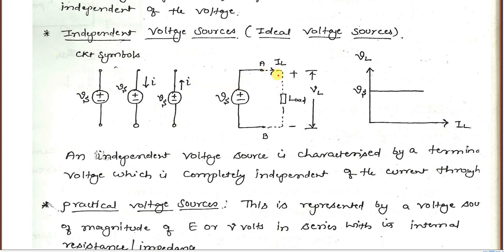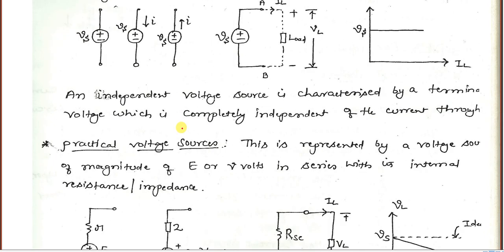And how to write if you connect any load to an independent voltage source. This voltage source does not have any internal resistance, only the voltage source is there, an ideal voltage source, no resistance. If I connect a load, the voltage across this load will always be equal to the supply voltage. So if I take a graph of VL versus IL, the voltage remains constant. The voltage does not depend on IL, so the voltage will always be constant. That is the case for independent voltage sources.